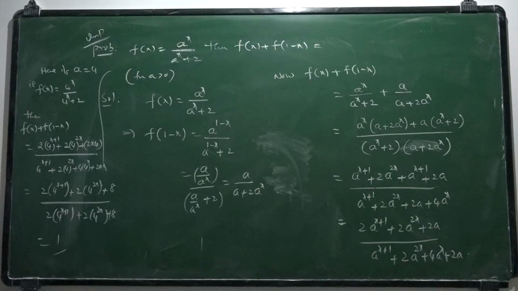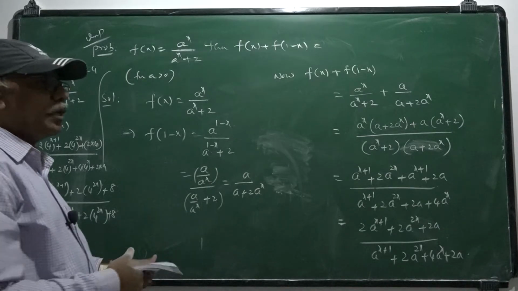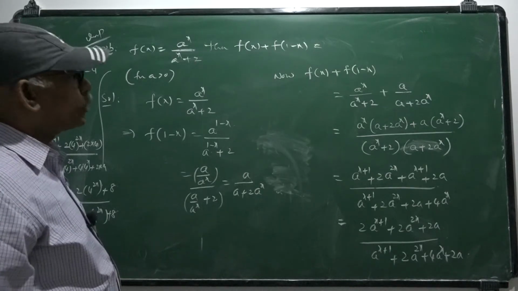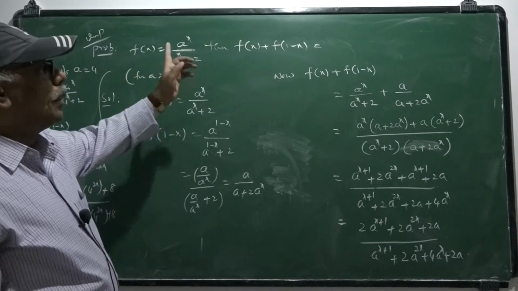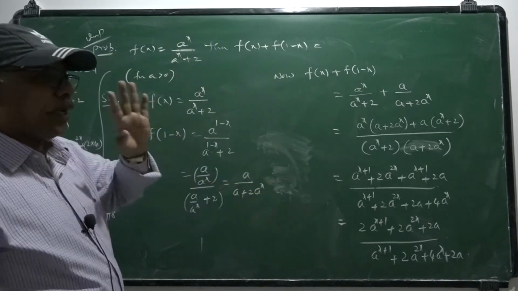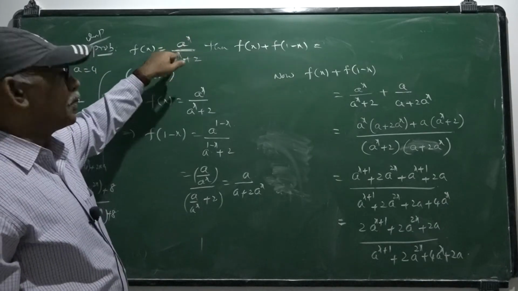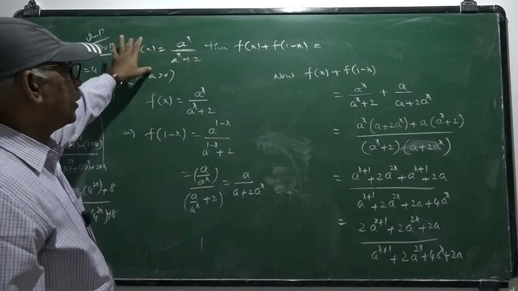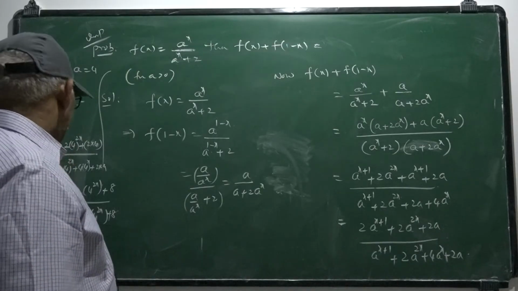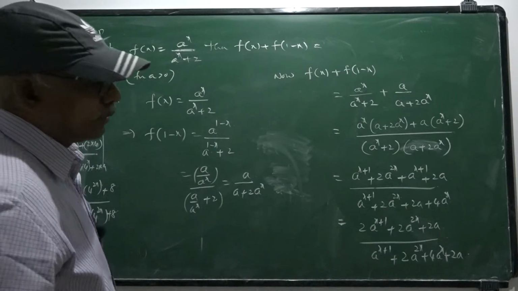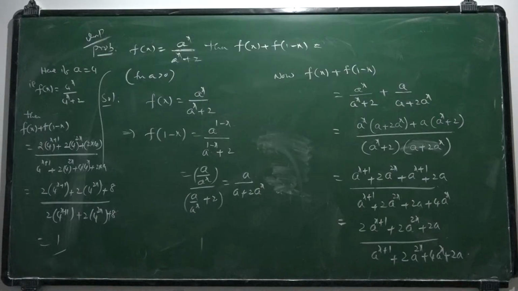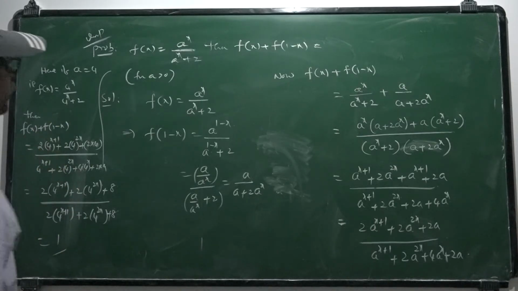This point is important. So once f(x) equal to a^x by (a^x + 2), then f(x) plus f(1 - x), in particular a equal to 4, that means 4^x by (4^x + 2) is given, f(x) + f(1 - x) is always equal to 1. The required value is 1. This is an important point.